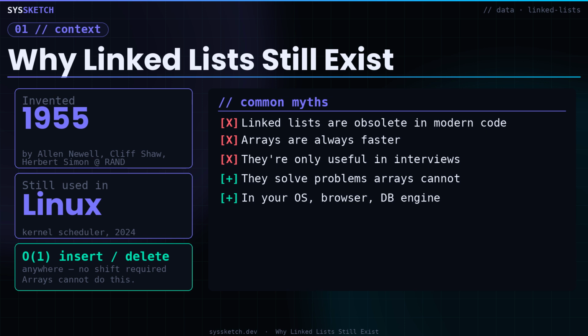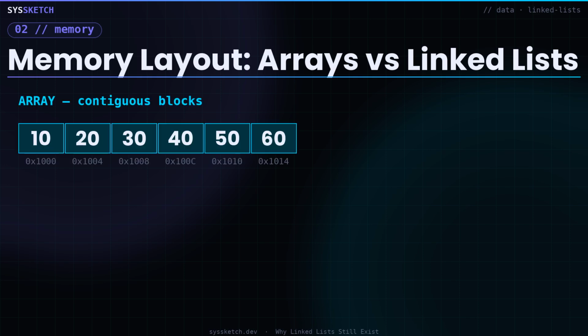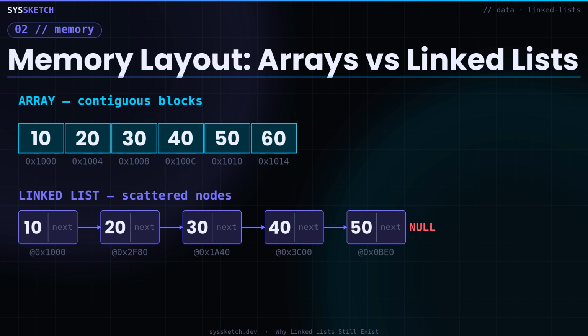When you allocate an array, the runtime asks the operating system for one contiguous block of addresses. Element 0 sits at address 1000, element 1 at 1004, and so on, perfectly sequential in memory. This is called spatial locality, and it is exactly what your CPU cache loves. Modern processors prefetch data in cache lines, typically 64 bytes at a time, so reading element 0 almost certainly pulls elements 1 through 15 into the L1 cache for free. Array access patterns are predictable, and predictable patterns let the hardware work ahead of your code.